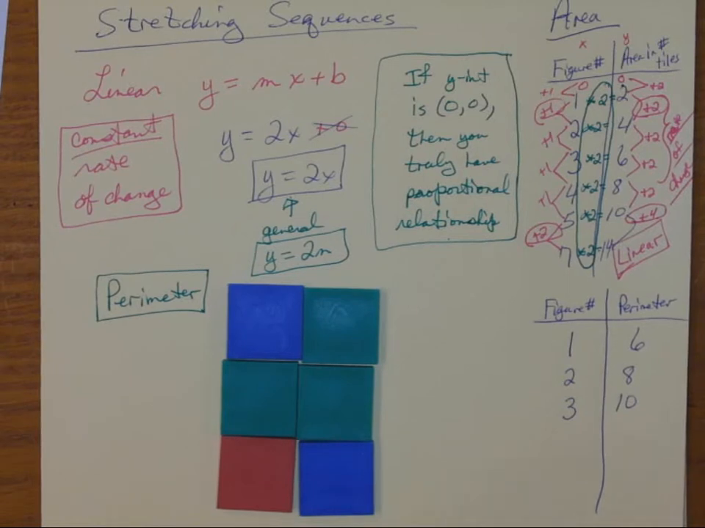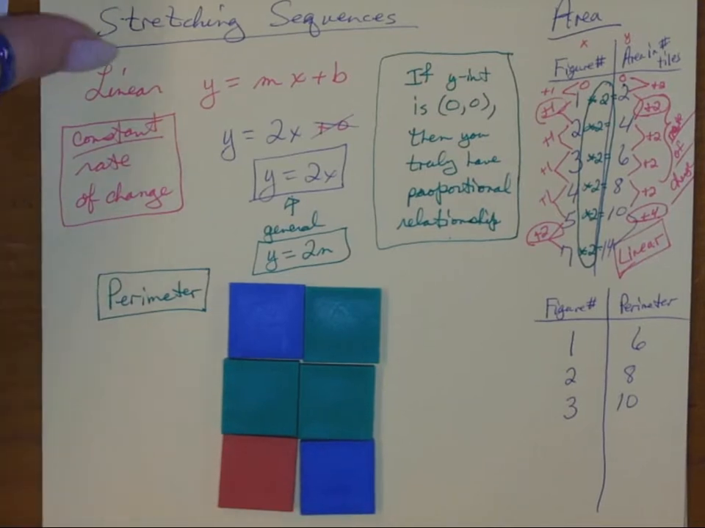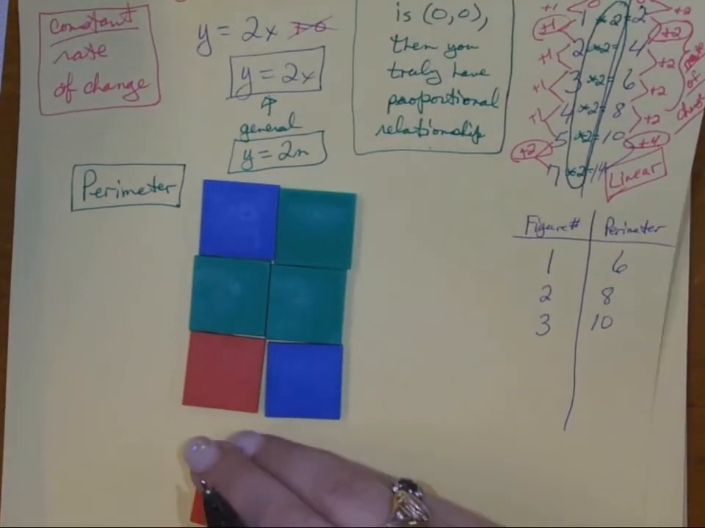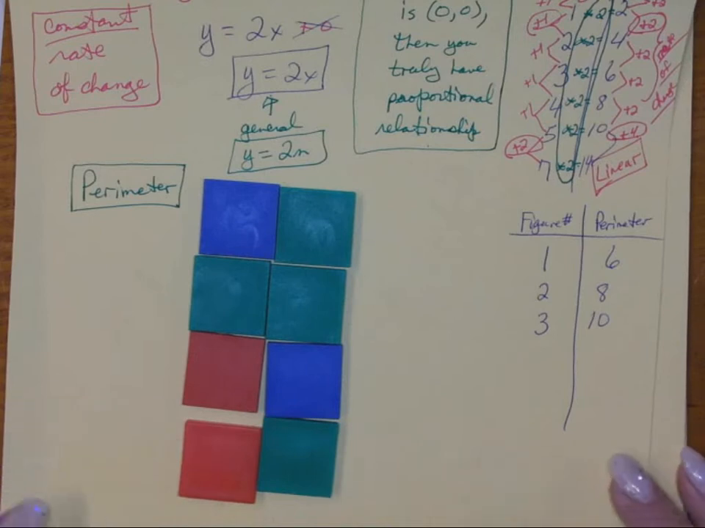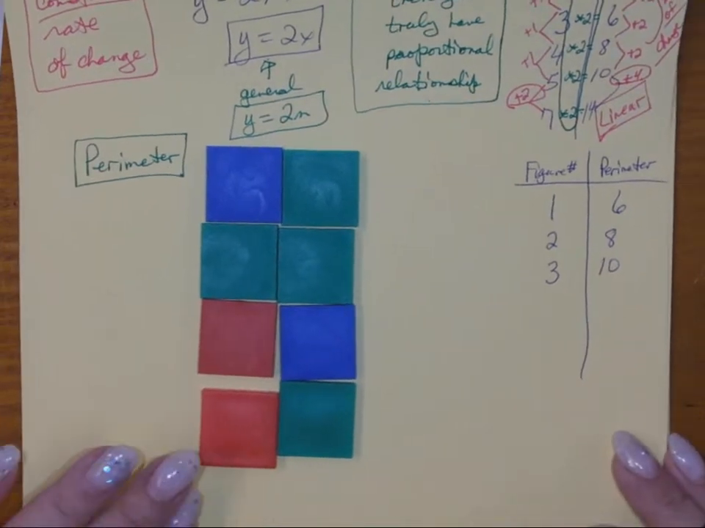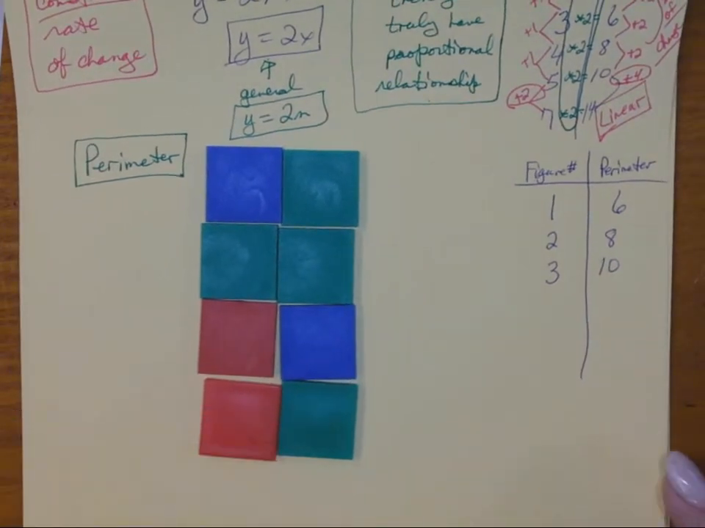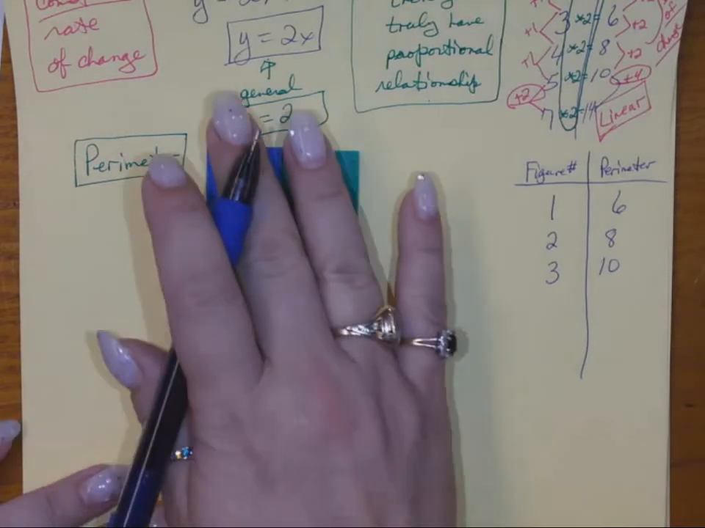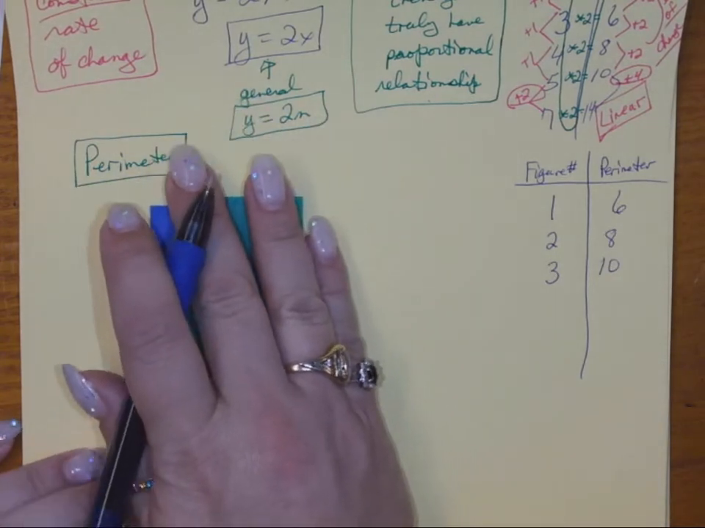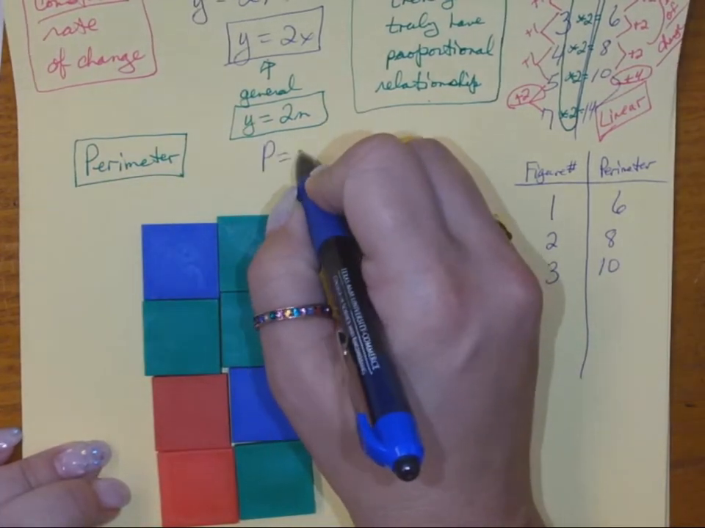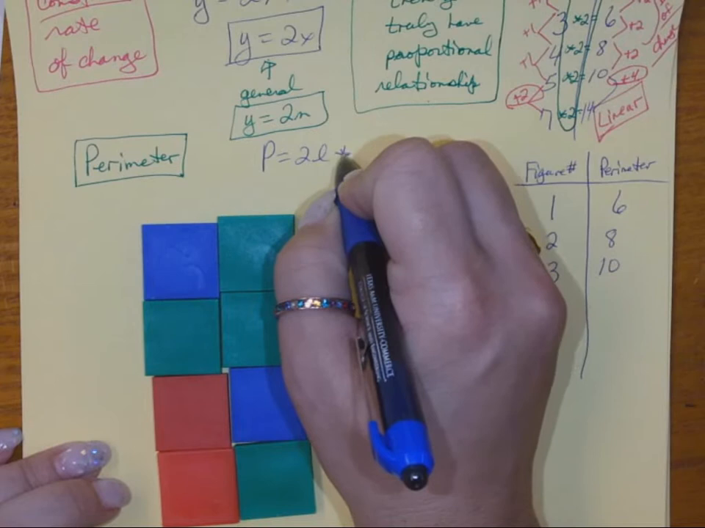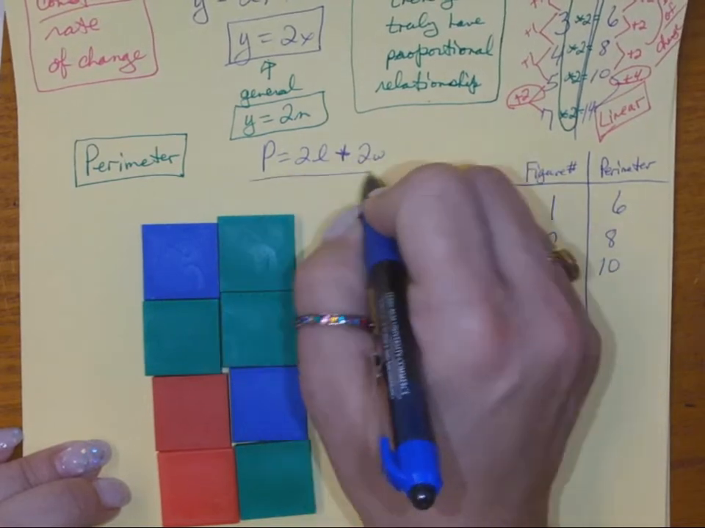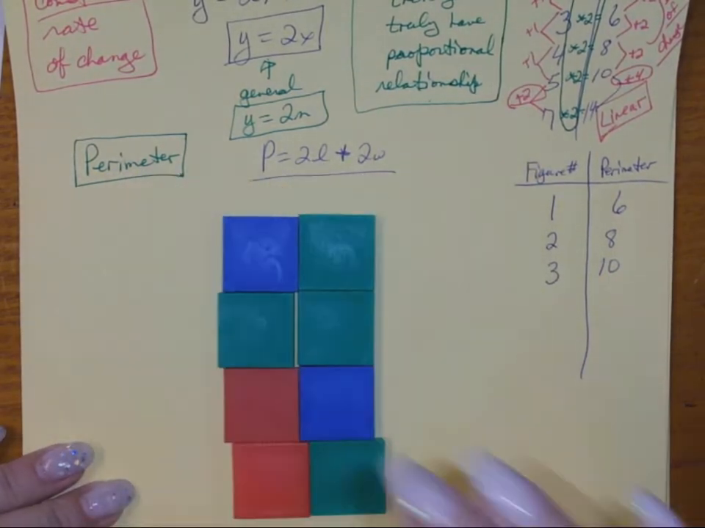So they want me to draw the fourth picture. Again, we know that would be a 2 by 4. I have to get my chuckles where I can. So that would be a 4 plus a 4 plus a 2 plus a 2. A lot of you know that the actual formula for perimeter is 2 times the length plus 2 times the width. So you already kind of know what's going on there.